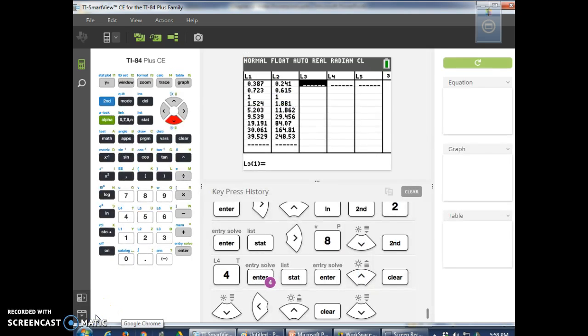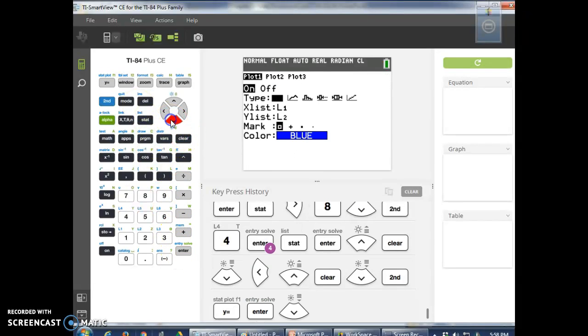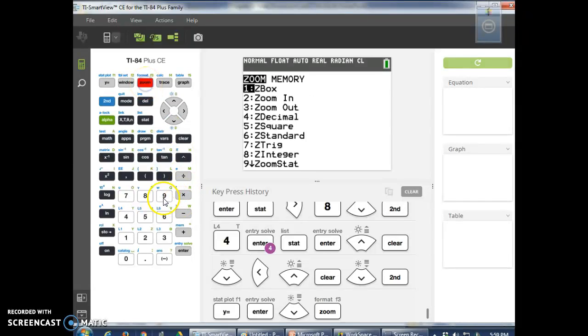Okay, I've entered my data in the calculator, and I want to go ahead and see what the relationship looks like. So I'm going to do a scatter plot of list 1 versus list 2.